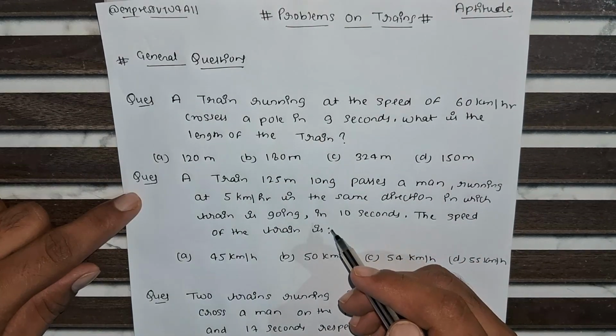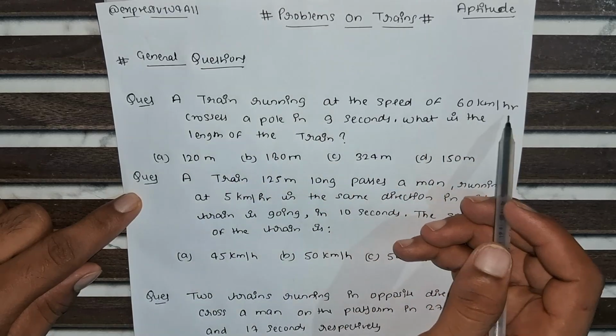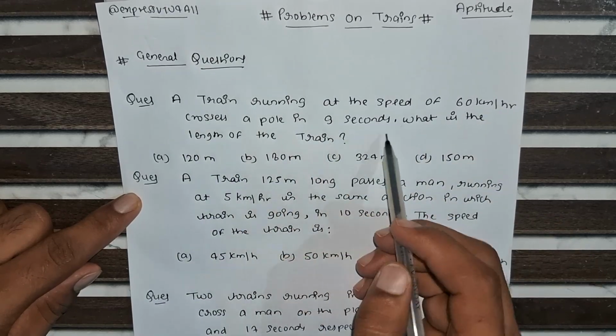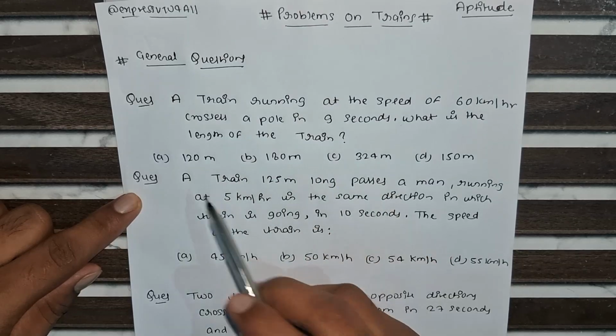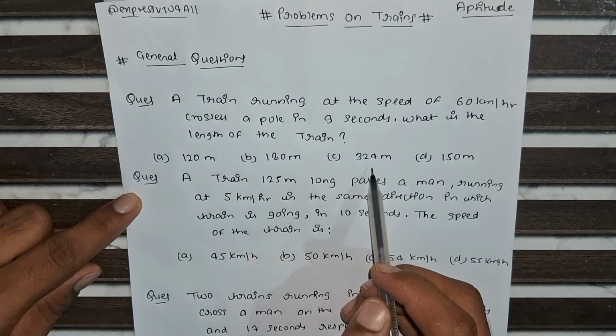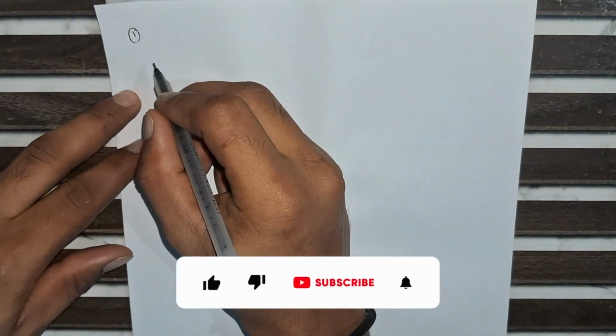So let's come to our first question, which is: a train running at the speed of 60 km per hour crosses a pole in 9 seconds. What is the length of the train? These are the four options given here: 120 meter, 180 meter, 324 meter and 150 meter. So let's solve our first question.